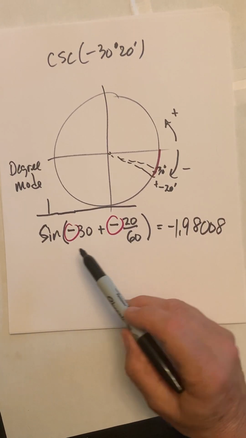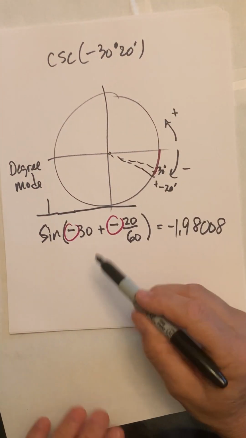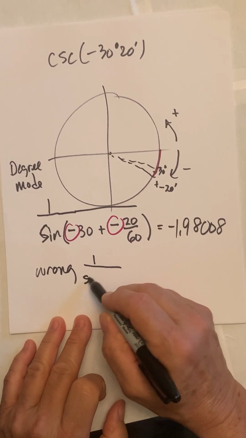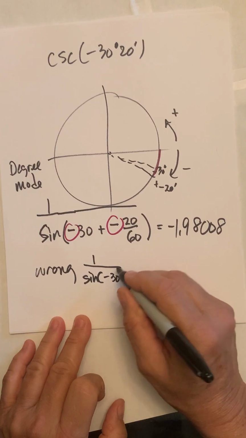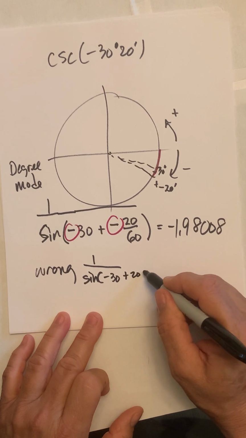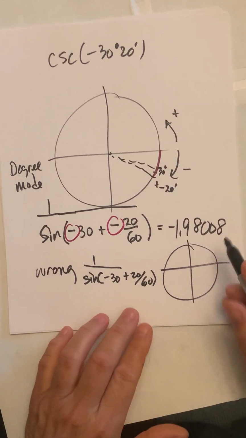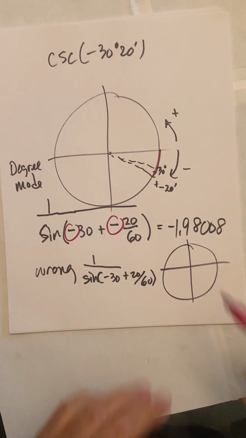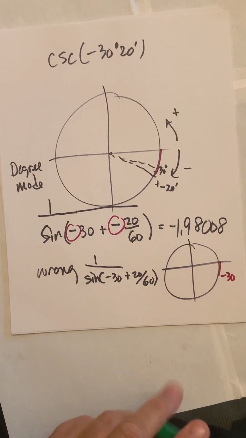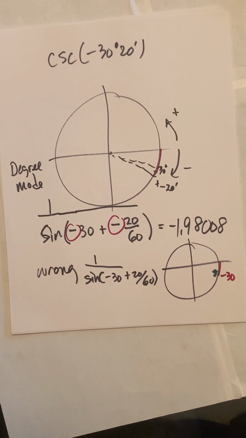A lot of students will go negative 30 degrees and leave it plus, without this minus. What's wrong is to say 1 over sine negative 30 and then plus 20 over 60. Because what's happening there visually is you're going negative 30, but then you're going plus 20 in the other direction. So you're not ending up where you should.